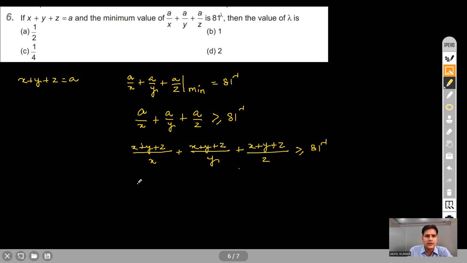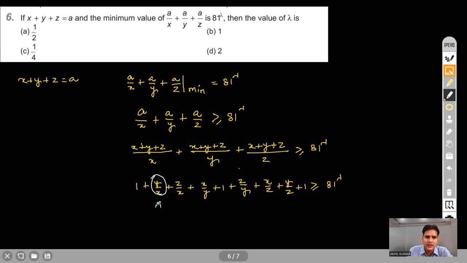Now let me split this. We can write it as 1 plus y upon x plus z upon x plus x upon y plus 1 plus z upon y plus x upon z plus y upon z plus 1. This should be greater than or equal to 81 raised to power lambda. Now, let me consider this y by x as a. Then x by y is the reciprocal of this, so it will become 1 by a. And we know that a plus 1 by a should always be greater than or equal to 2 when a is a positive number.